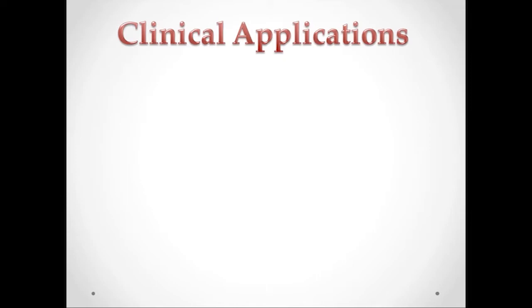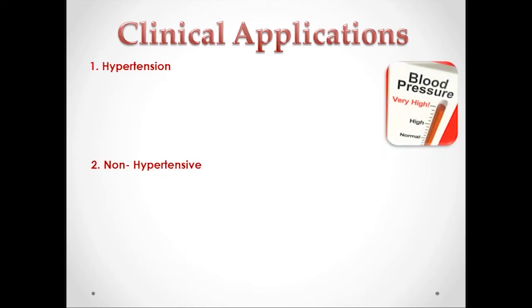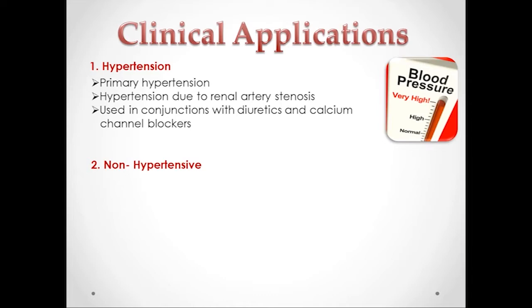ACE inhibitors are recommended as the first-line therapy for both hypertensive and non-hypertensive treatment. Their main use is for the treatment of primary hypertension and hypertension caused by renal artery stenosis. Most importantly, ACE inhibitors lower peripheral vascular resistance without compensative increases in heart rate, unlike other vascular dilated drugs. They are used in conjunction with diuretics or calcium channel blockers as second-line or third-line antihypertensive therapy.